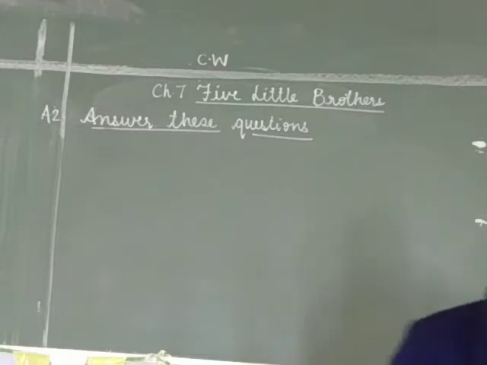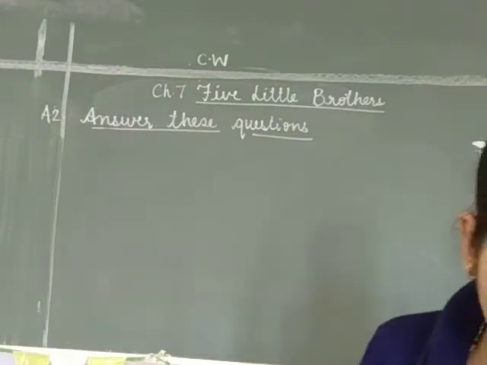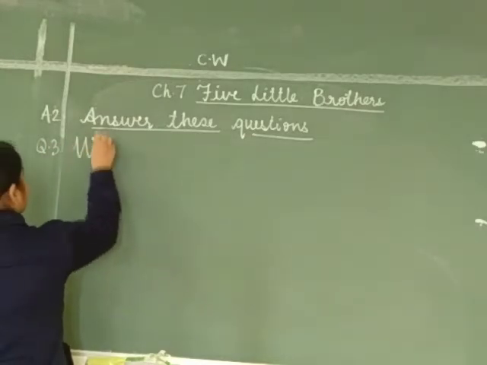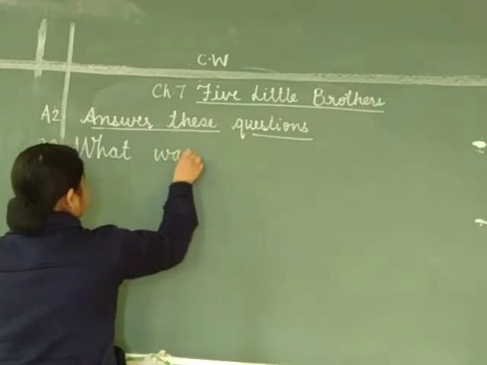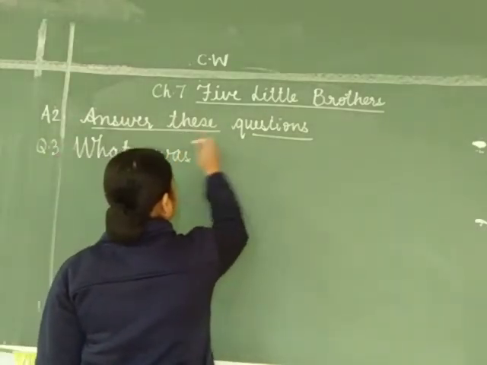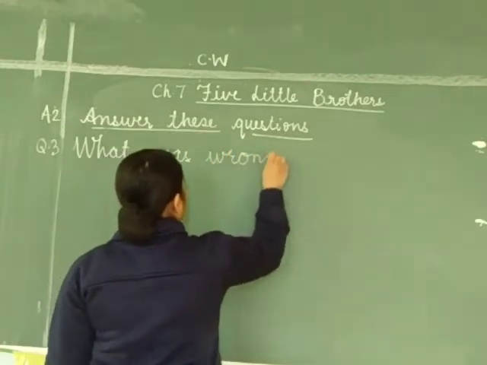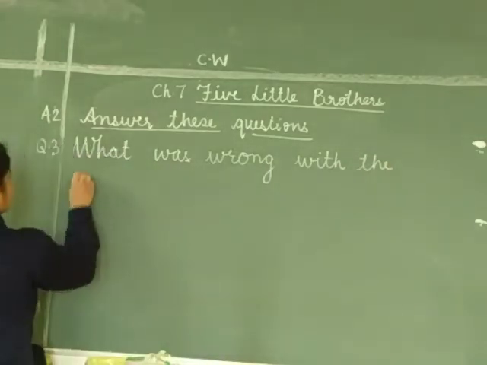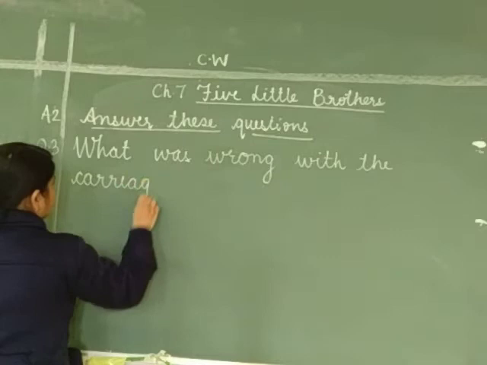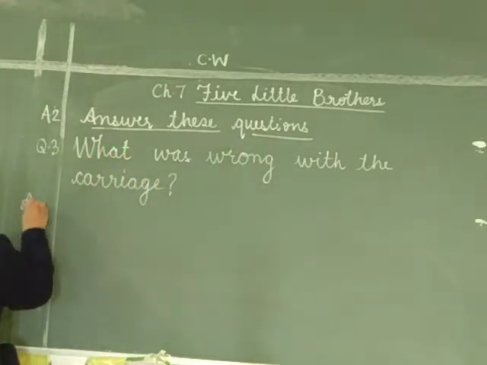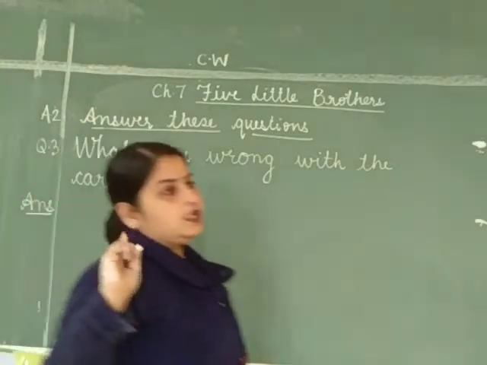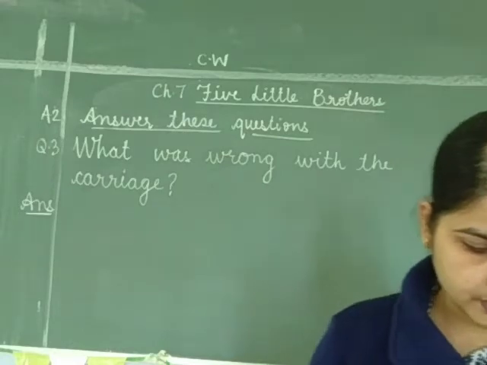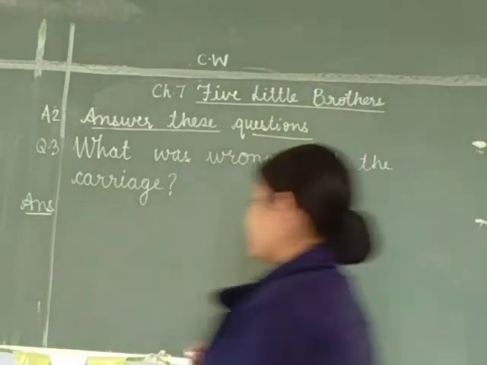Now we will write question number 3. Question number 3 is, what was wrong with the carriage? In the poem, the carriage, which was the shoe, was very dark and non-roomy. Or you can say that the carriage was dark and small.